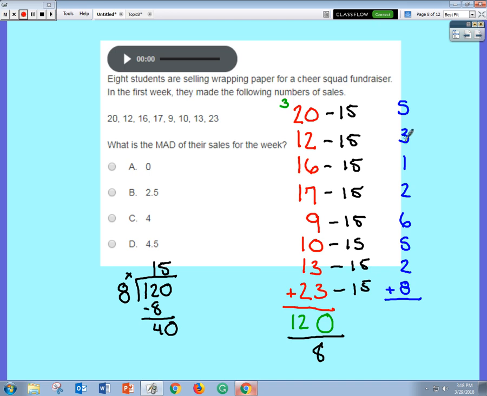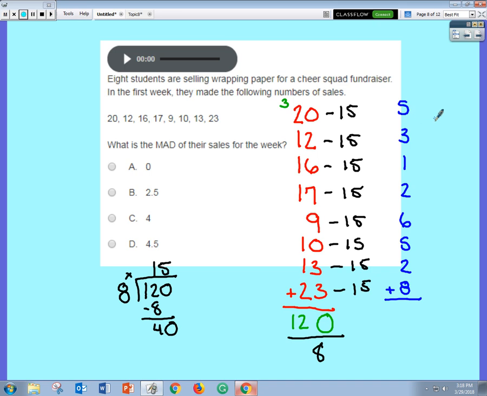5 and 3 is 8, 9, 11, 17, 23, 25, 33. Am I right in saying that? That seems odd, doesn't it? Let's take a look again.